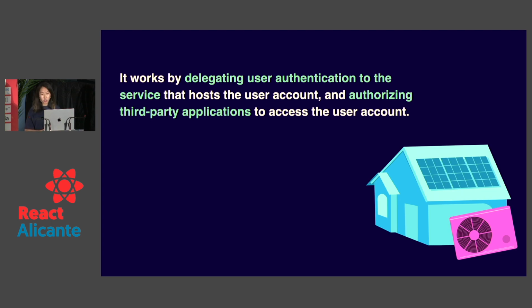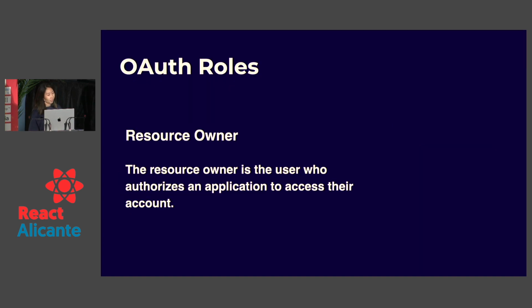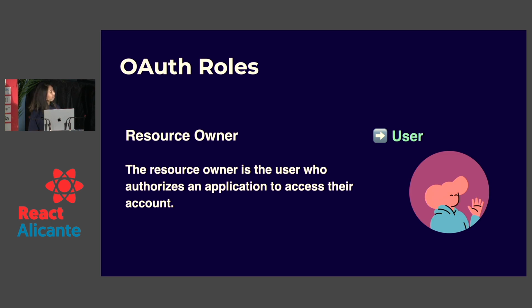It works by delegating user authentication to the service that hosts the user accounts and authorizing third-party applications to access the user accounts. And here it means that it's delegating user authentication to Daikin and authorizing Octopus Energy. And there are 3 OAuth roles that we need to know. First one, resource owner. The resource owner is the user who authorizes an application to access their account. And like it says, it is the user.